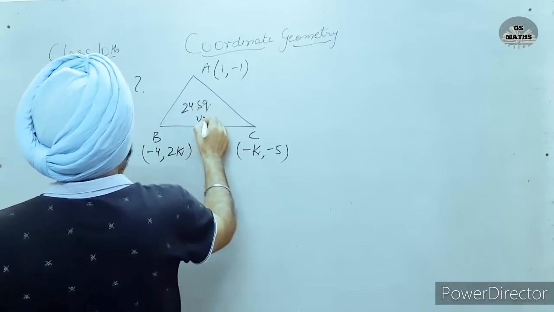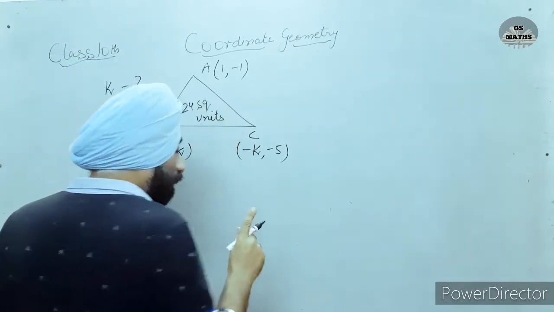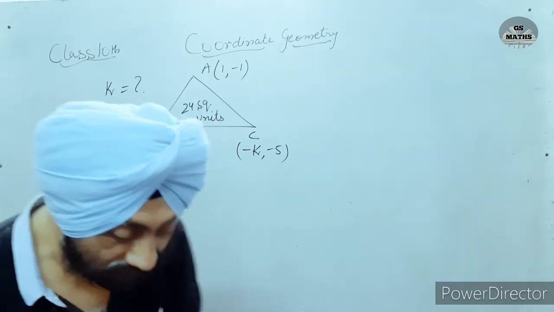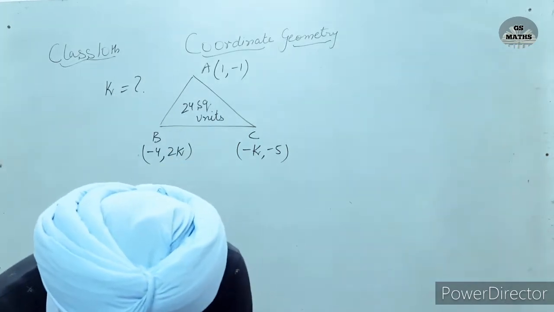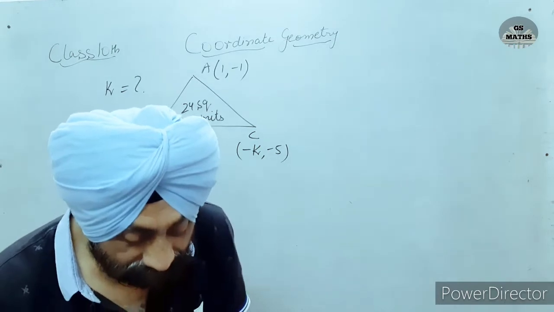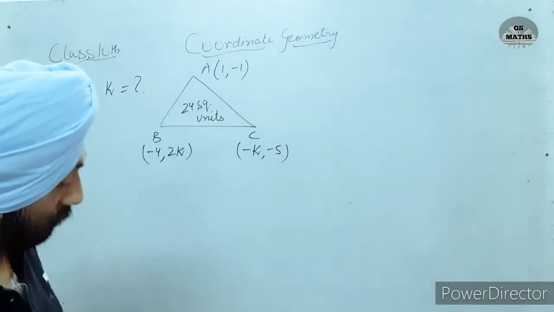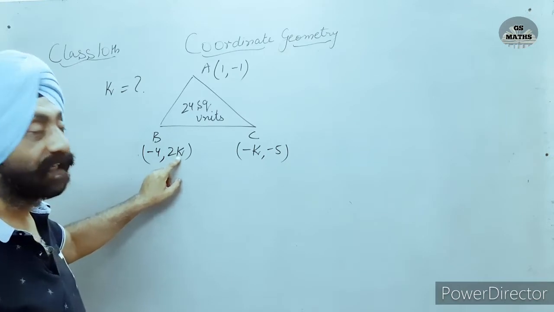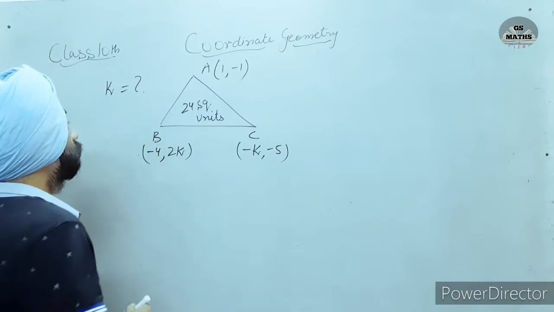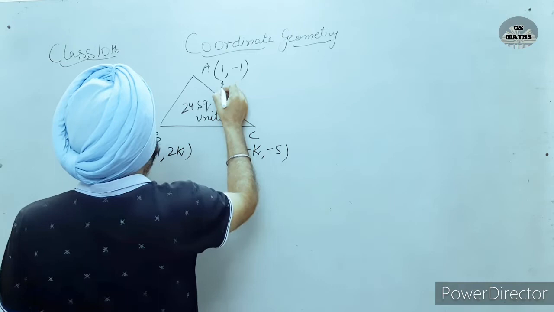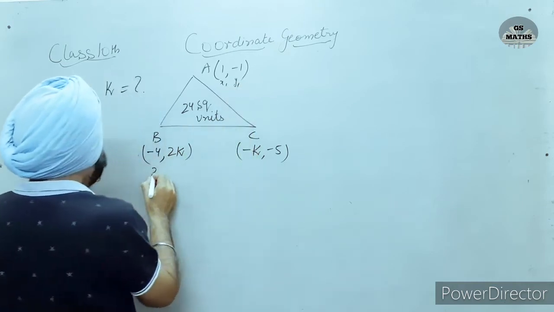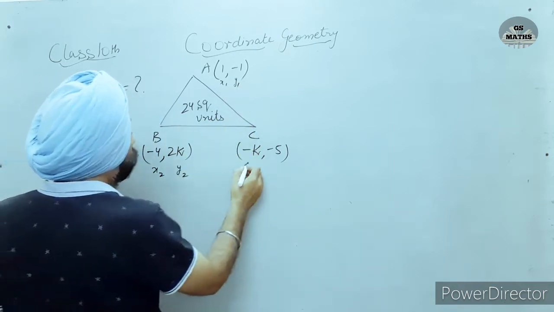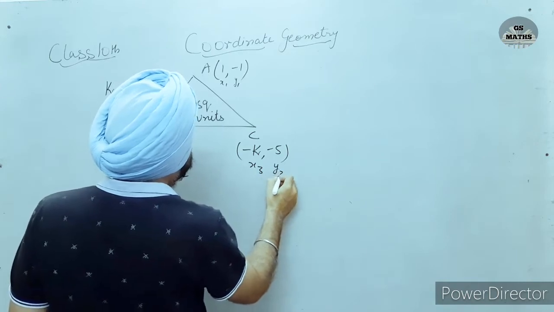24 square units. Now the area of triangle ABC is given to us as 24 square units. Now I want to find the value of the unknown, that is k. Apply the formula directly. This is x1, this is y1, x2, y2, x3, y3.